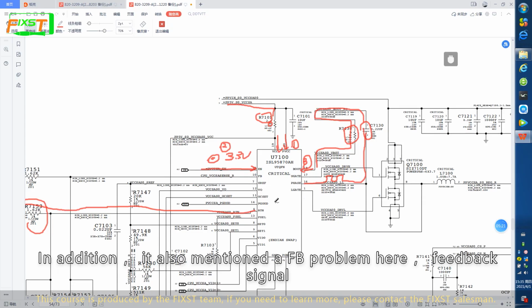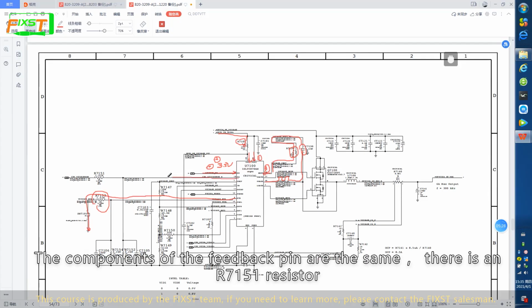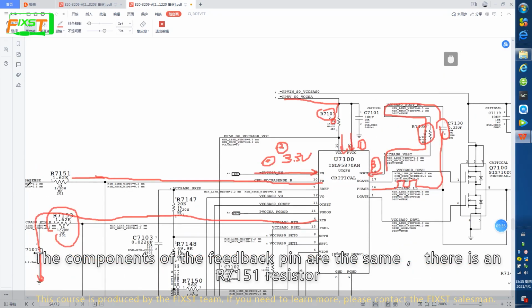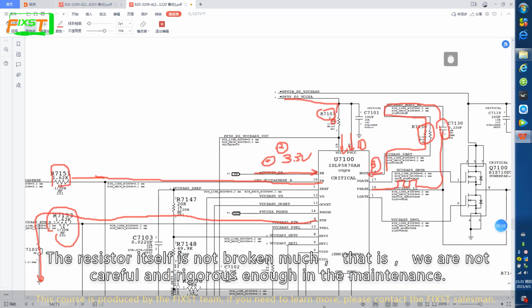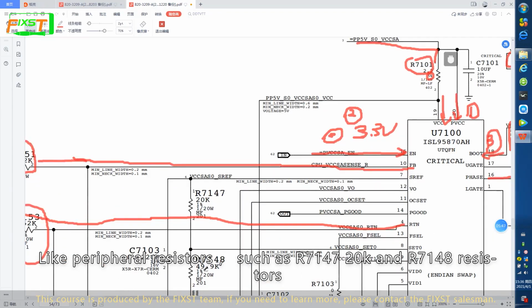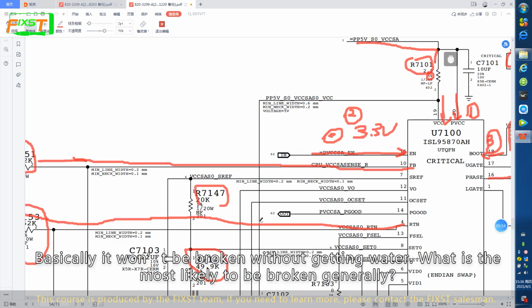In addition, it also mentioned the FB problem here, the feedback signal. The components of the feedback pin are the same. There is an R7151 resistor. The resistor itself is not broken much; it is that we are not careful and rigorous enough in the maintenance. Like peripheral resistors, such as R7141 20 kilo and R7148, they are not bad unless they get into water. Basically, they won't be broken without getting water.